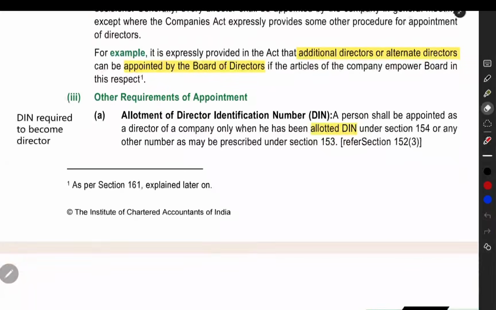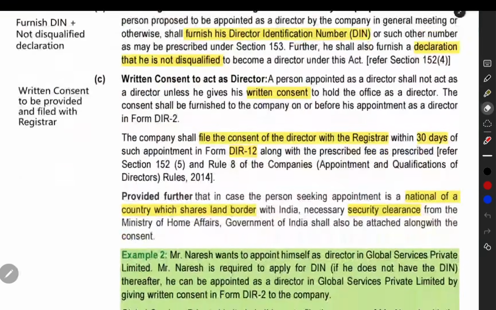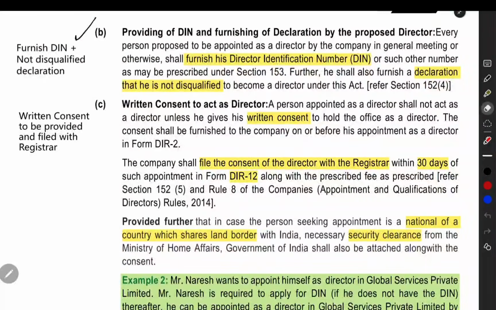Next, other requirements of appointment. If a person is to become a director, he should have a director identification number. Next point, he should furnish that to the company. He should send it to the company, and he should also give a declaration that he is not disqualified to be appointed as a director under section 164, which we all know is about the disqualification of persons who are going to be appointed as a director, or disqualification of director.